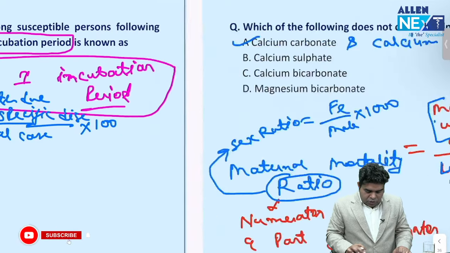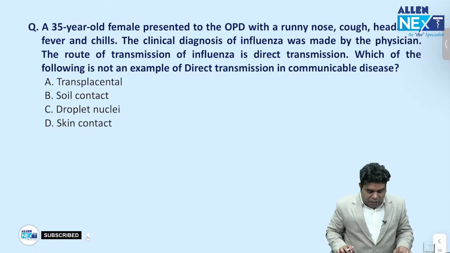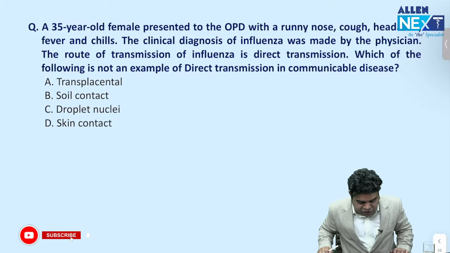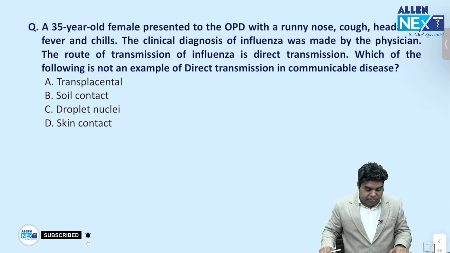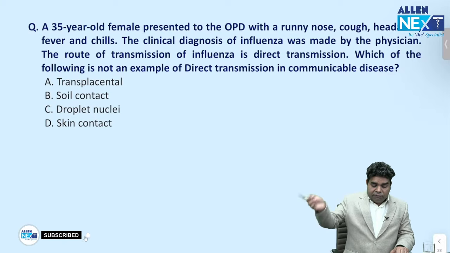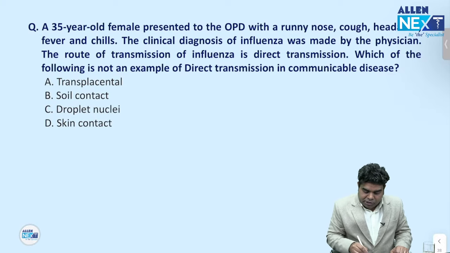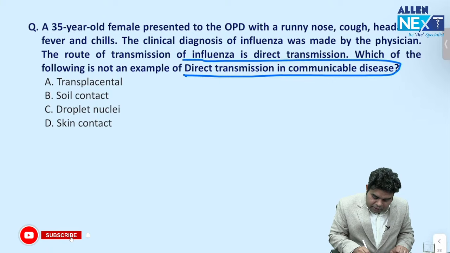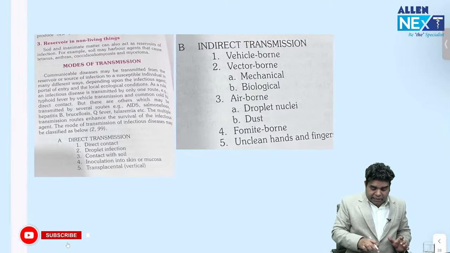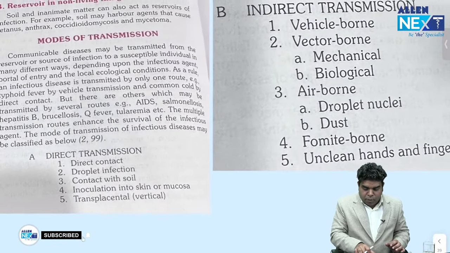Okay, chalo, next question. A 35 year old female presented to the OPD with a runny nose, cough, headache, fever, chill. Clinical diagnosis of influenza was made by the physician. The route of transmission of influenza is direct transmission. Which of the following is not an example of direct transmission in communicable disease? So, my dear friend, this question can get confusing. That's why I took the photo from park directly.